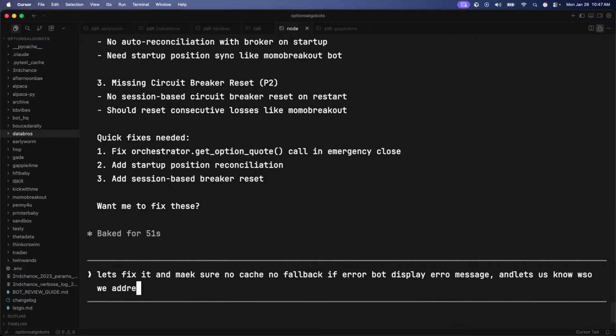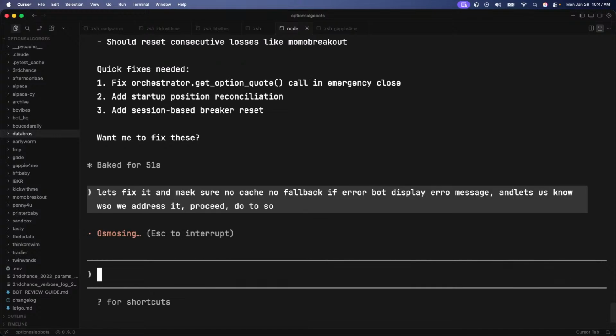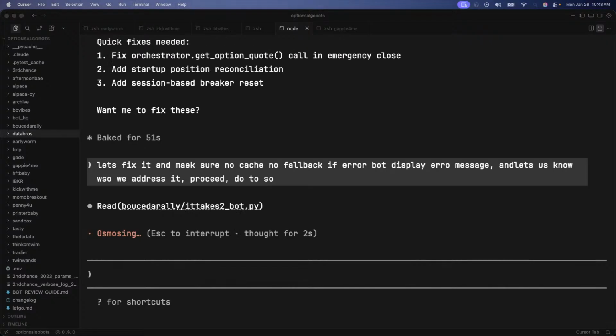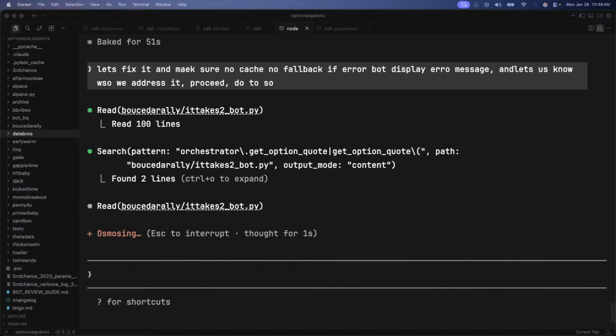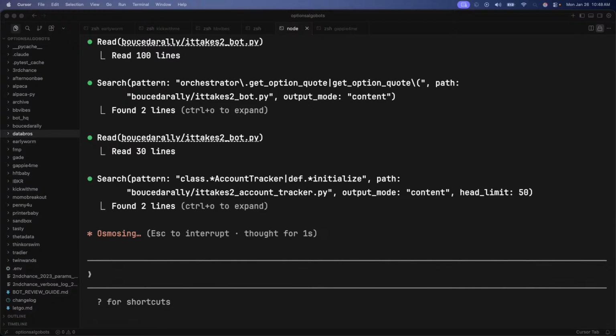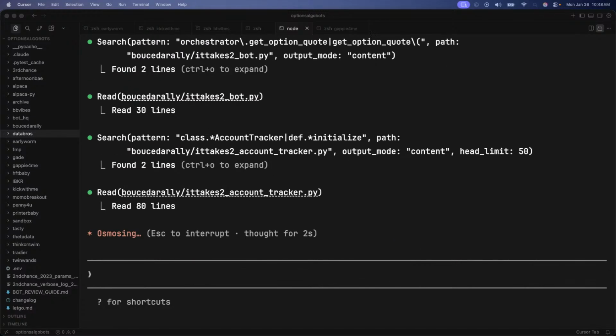So we can address it. Proceed. Okay, proceed to do so. I really think I moved you to SMA, but okay. A few things I'm going to need to address after this that I'm just looking at.